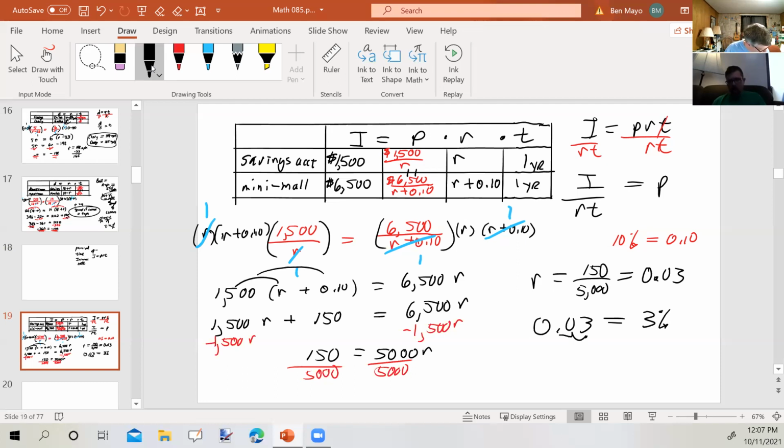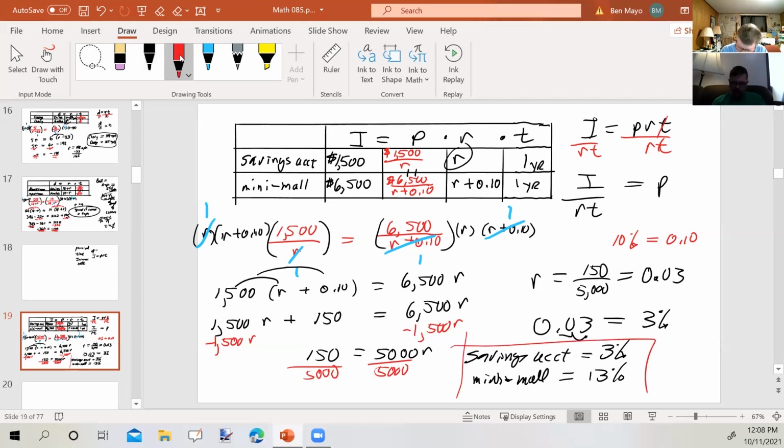Now, it says, find the rate of interest paid by each investment. So the savings account would be R, which is 3%. The mini mall would be 3% plus 10%, so that would be 13%. Okay with that? So here's the answers to that one.